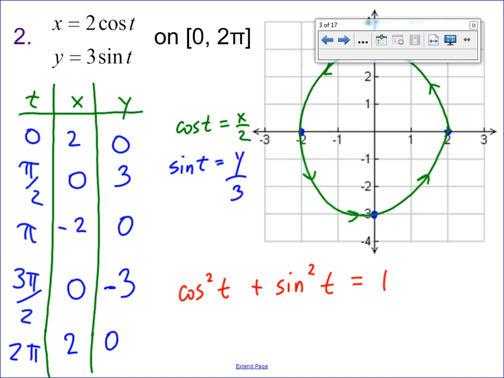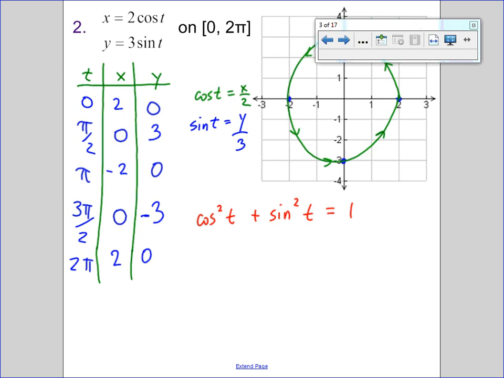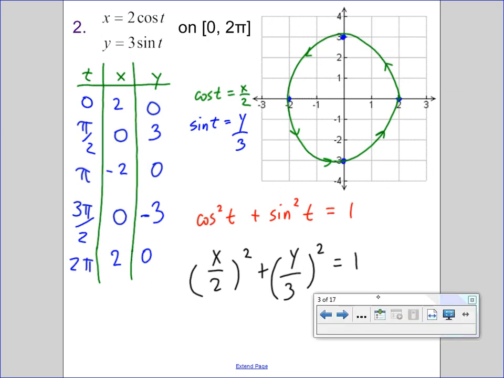Is that right? So through direct substitution, we can rewrite cosine of t quantity squared as x over 2 quantity squared, and we can write sine of t quantity squared as y over 3 quantity squared, and that's equal to 1. When rewriting in standard form, we can see visually that my horizontal, my minor axis, is 2, and my major axis, because that's larger, my vertical axis, is 3. So here we've got our standard form for an ellipse, and we can compare that now with our parametrically defined curve with sine and cosine.